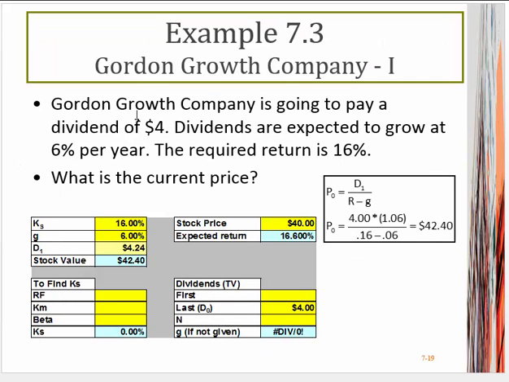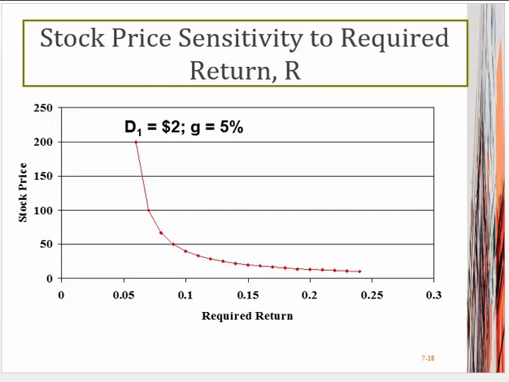So here we have a growth company. It's going to pay a $4 dividend. The dividends are expected to grow at 6% per year. The required return is 16%. So again, plugging that into our example, 16%, growth rate 6%, the dividend it's going to pay here is $4. So we would end up having a stock value of $42.40. And again, you can make the analysis to decide whether or not this is a good investment or a bad investment.